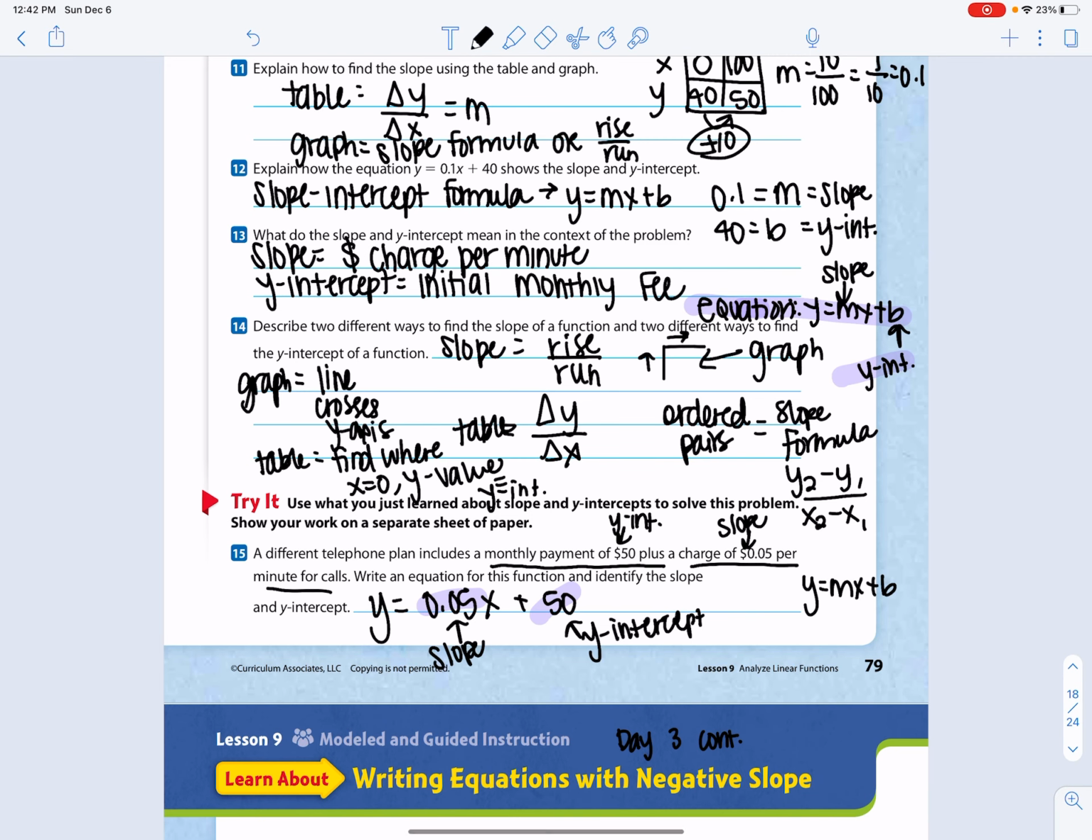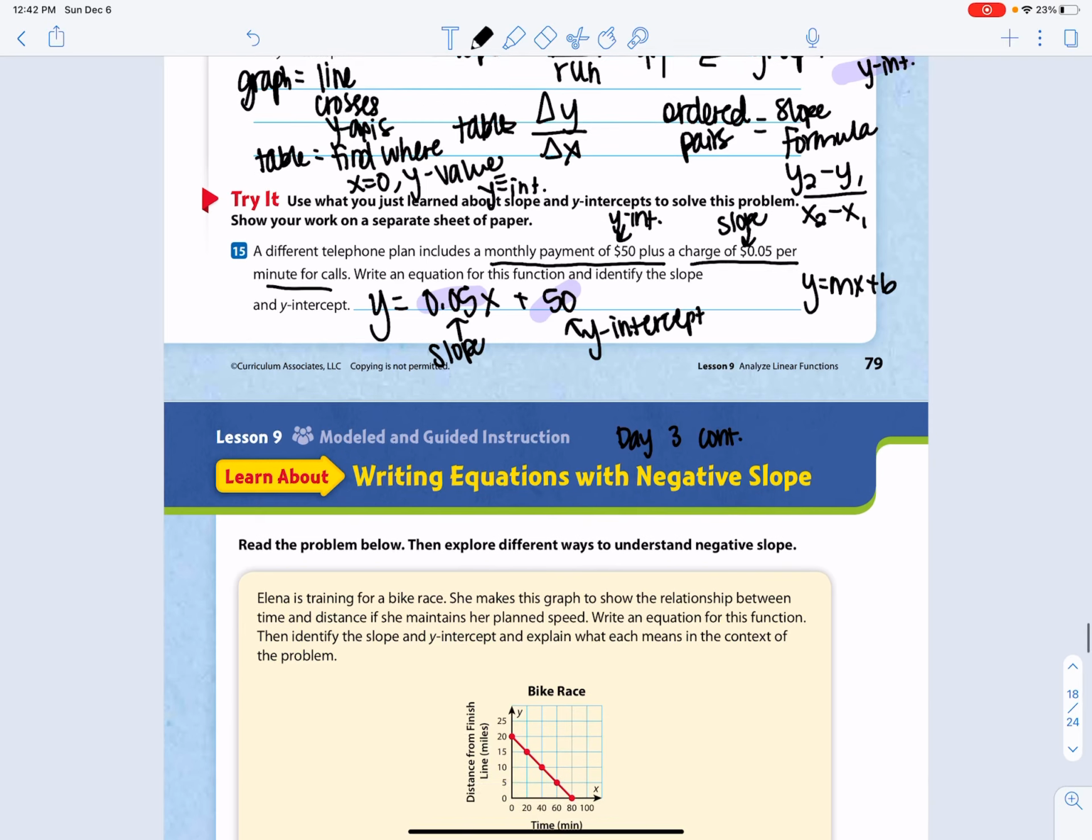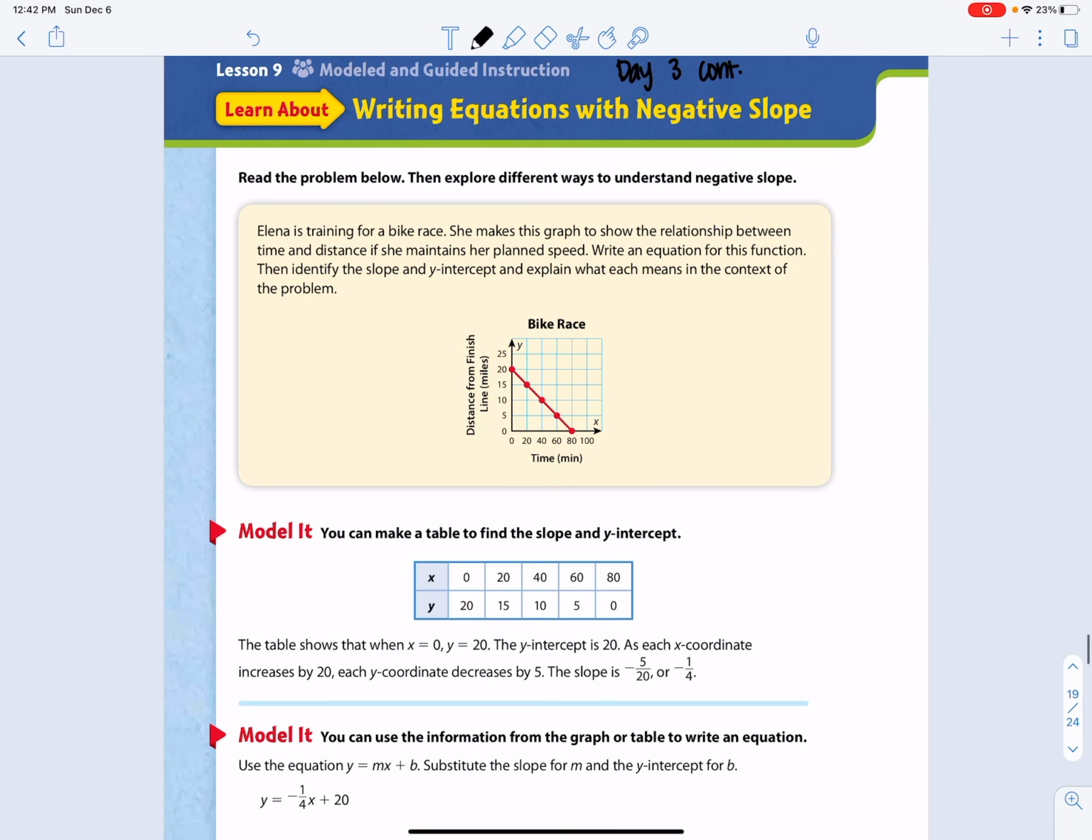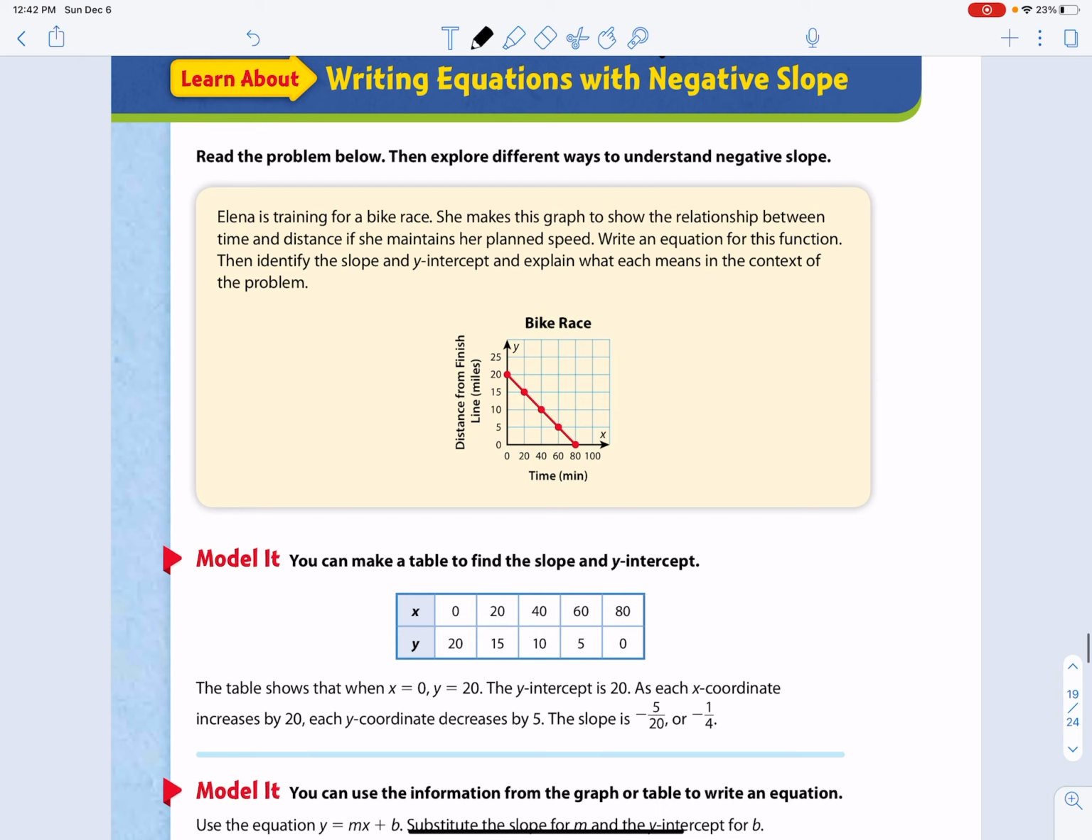Okay, and moving on to day 3 continued, the next set of textbook pages. All right, writing equations with a negative slope. Read the problem below, then explore different ways to understand negative slope. Elena is training for a bike race. She makes this graph to show the relationship between time and distance if she maintains her planned speed. Write an equation for this function, then identify the slope and y-intercept and explain what each means in the context of the problem.